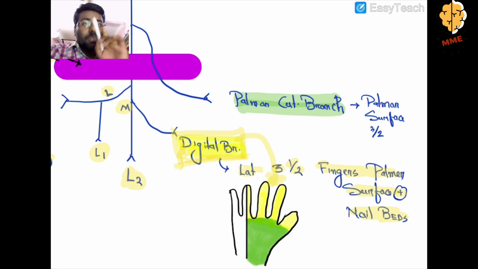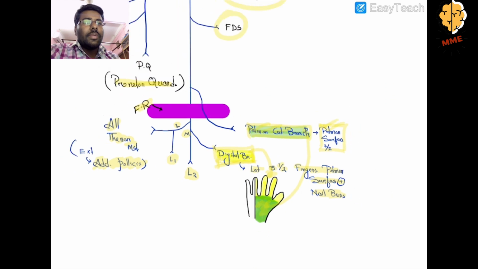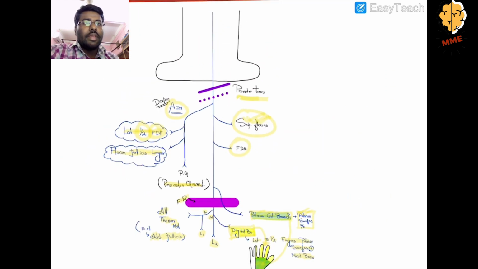which comes below the flexor retinaculum, and the palmar cutaneous branch, which comes above the flexor retinaculum, gives the palmar surface 3.5. Okay.